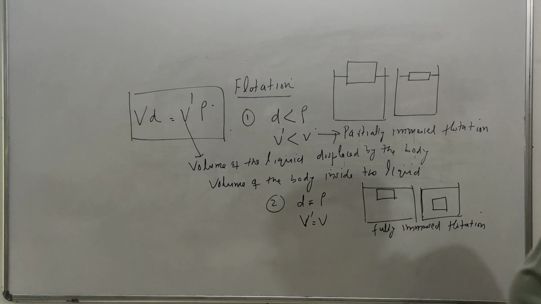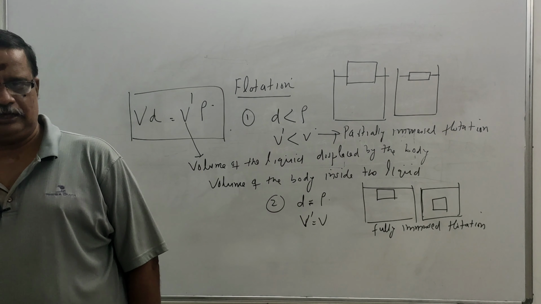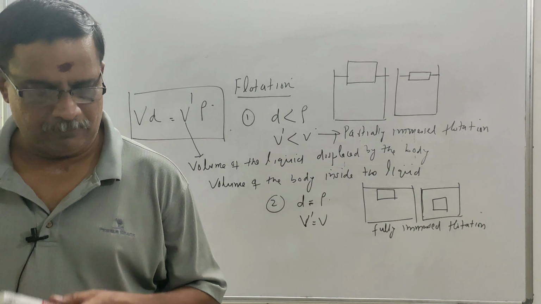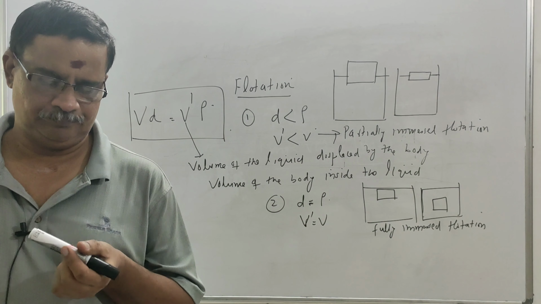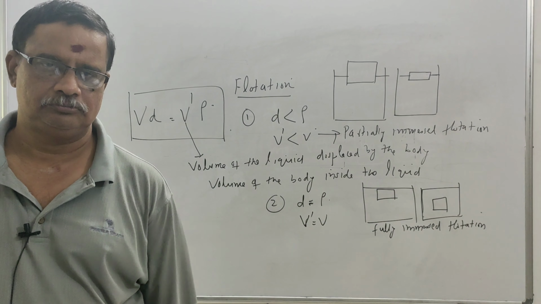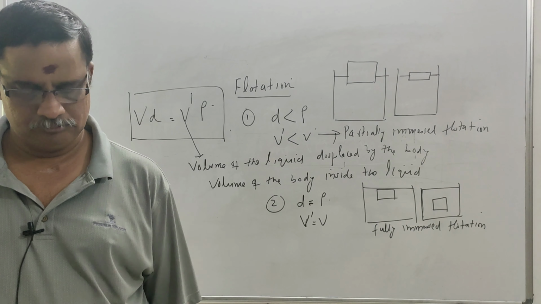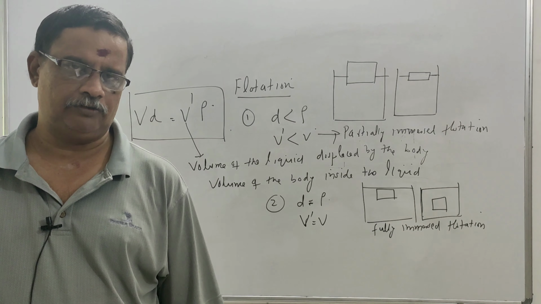So we have two different types of flotation. Partially immersed, when the density of the body is less than that of the liquid in which it is going to float. And number two, when the densities of the two are equal, fully immersed flotation. Fully immersed, nothing is outside. Is it clear for you?